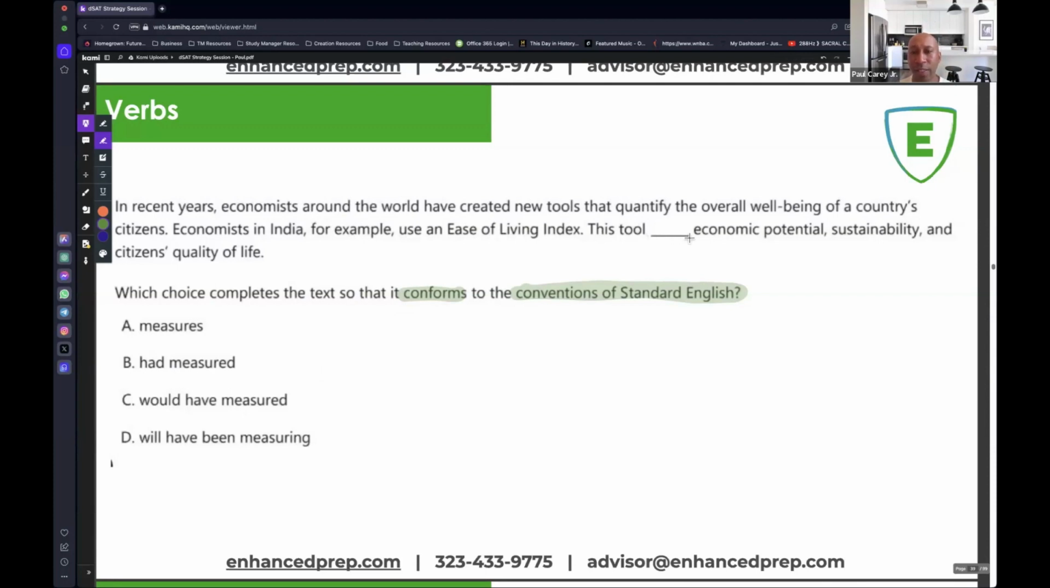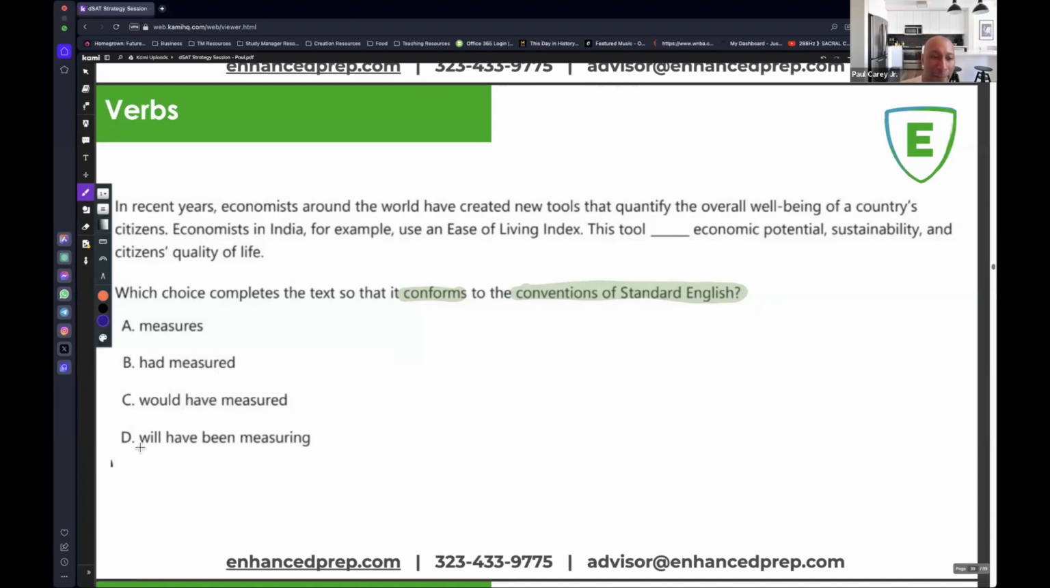This tool, something economic potential, sustaining, and quality of life, right? Maybe this tool, remember, we want to use our own word, right? So maybe this tool predicts, right? Or shows or shares these types of things. So now we can go through and look and see, well, which one doesn't work.